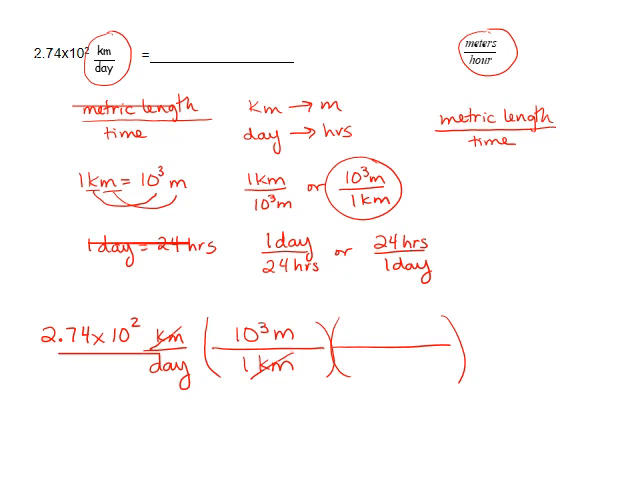Currently, we have days in the denominator of our fraction, and we want to have hours in the denominator of our final fraction. So we want to choose this conversion factor that puts days in the numerator and hours in the denominator. This allows us to cancel the days and give our final units of meter per hour.